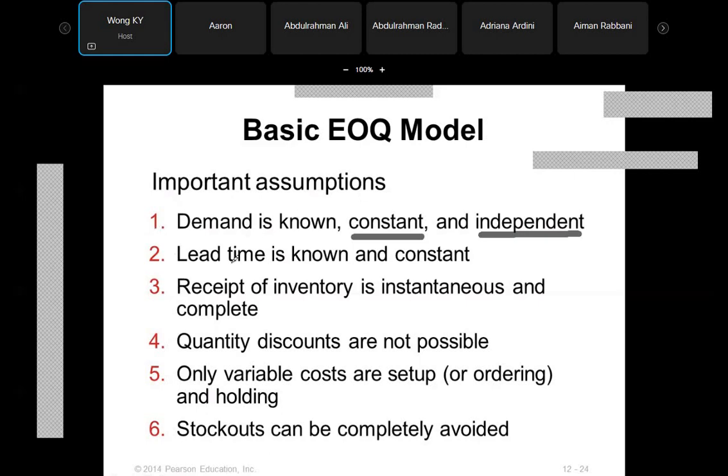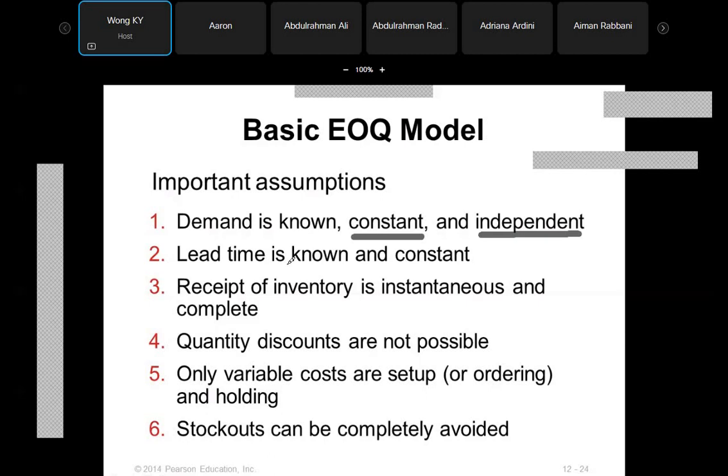The second assumption is we have to assume lead time is also known and constant. What is lead time? Lead time is the time between when we place the order and when we receive the order. Lead time has many different definitions. If you look at the production process itself, the definition of lead time is different because that is the production lead time. But the lead time here is the inventory lead time.